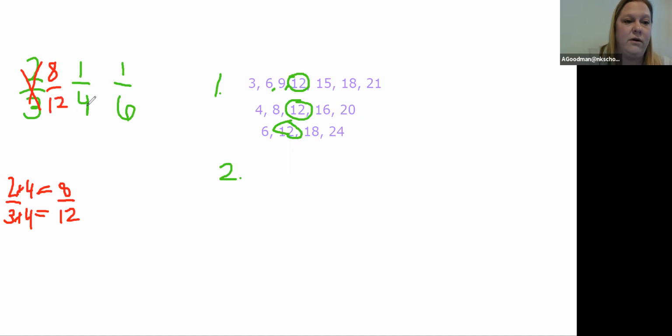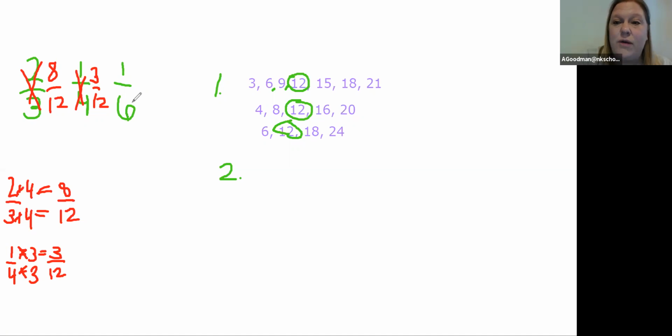Okay, 1/4. What do I need to multiply fourths by to equal 12ths? 4 times 3 is 12, right? So 1 times 3 is 3 and 4 times 3 is 12. So this is no longer 1/4, but it is 3/12. All right, 6. I know that 6 times 2 is 12, so I'm not even going to write the problem. I have to multiply the top by 2 also to make 2. 1/6 is equal to 2/12.